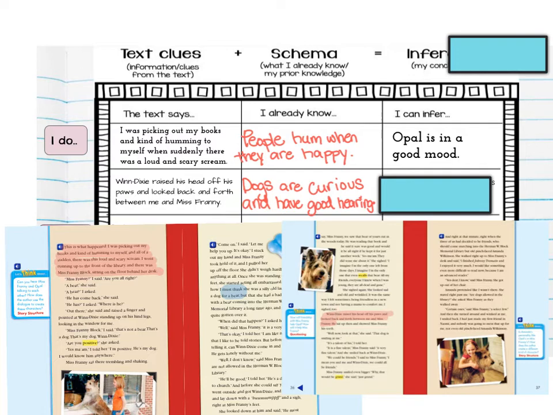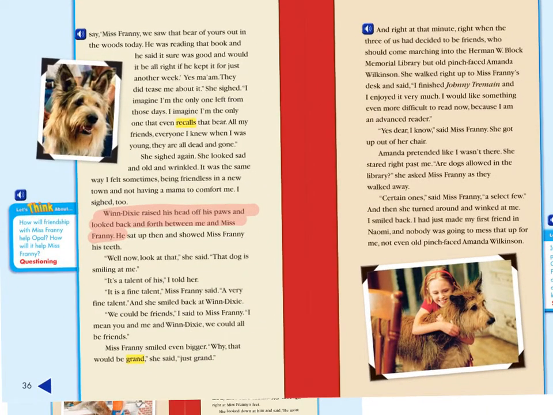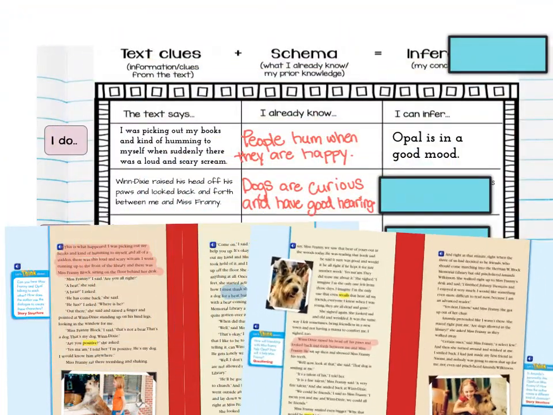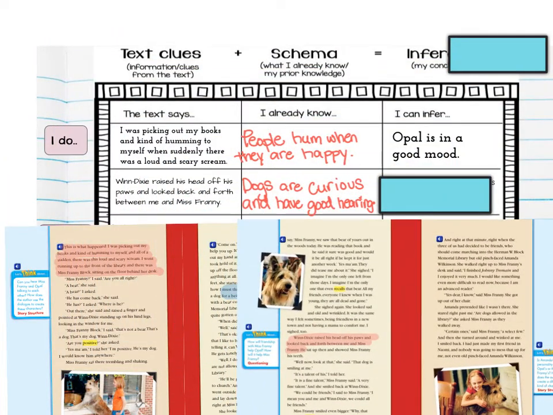Let's think about the next one. Winn-Dixie raised his head off his paws and looked back and forth between me and Miss Franny. Notice, highlighted in red, where I got that information from. Straight from the text. That's my clue. And now, I'm thinking about what I already know, or my schema. Well, dogs are curious and they have good hearing. That's something I know. I've seen a dog look back and forth, and maybe you have too.